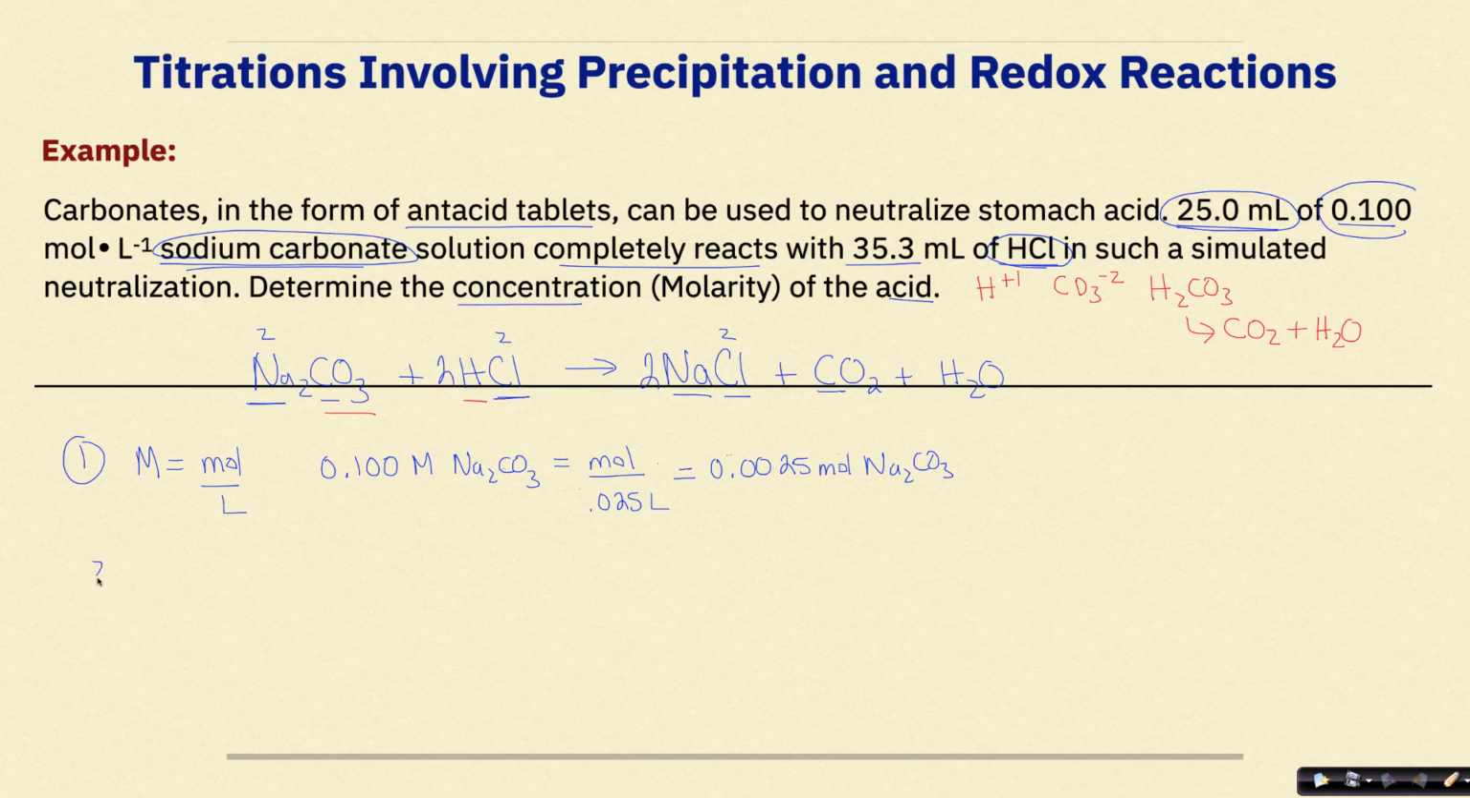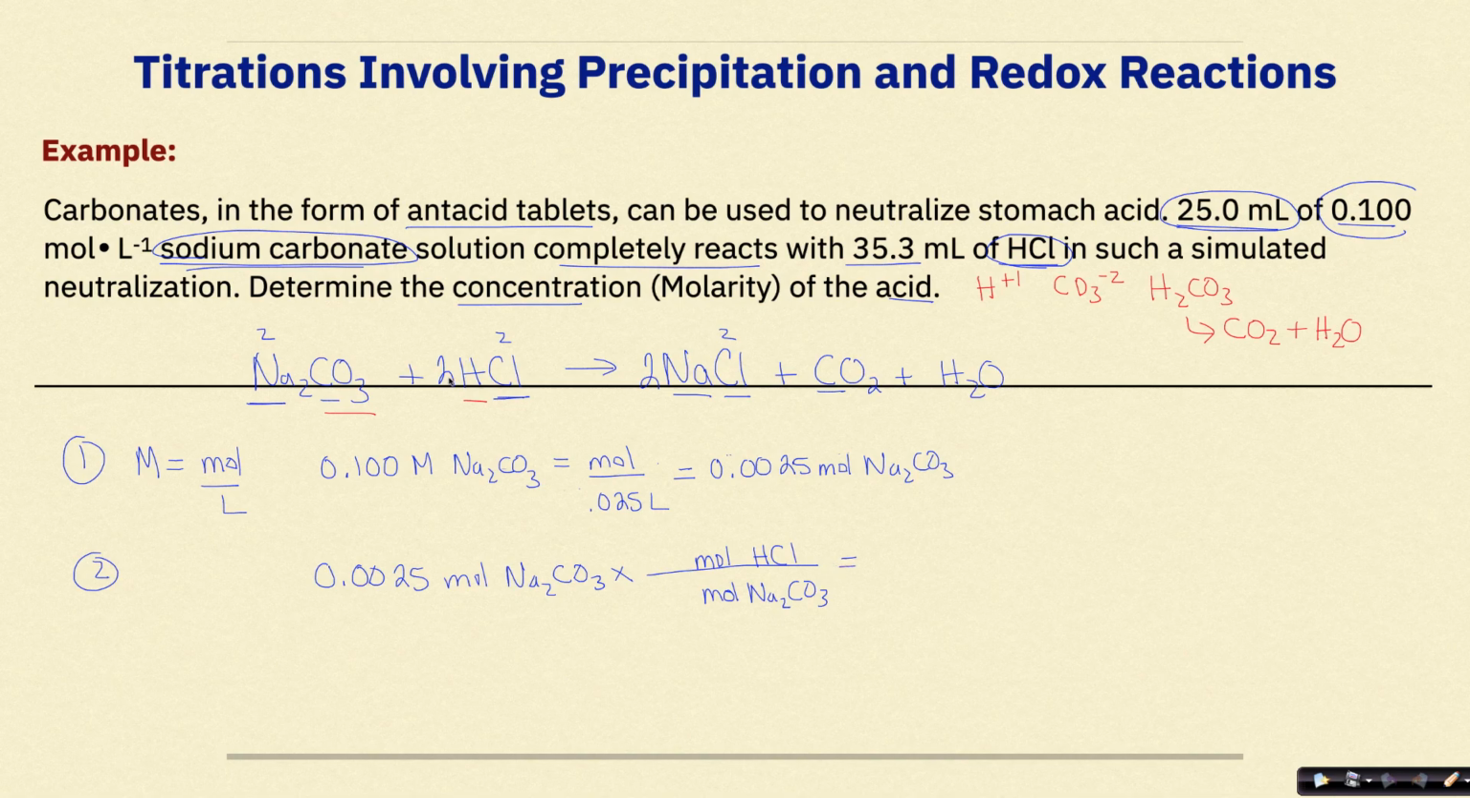So step 2 now is going back and converting from the moles of substance that you have to the moles of substance that you want. So we're going to say 0.0025 moles of Na2CO3, and I want to get this to moles of HCl, because I have a volume of HCl and I want molarity, but this is a way that I can get moles.